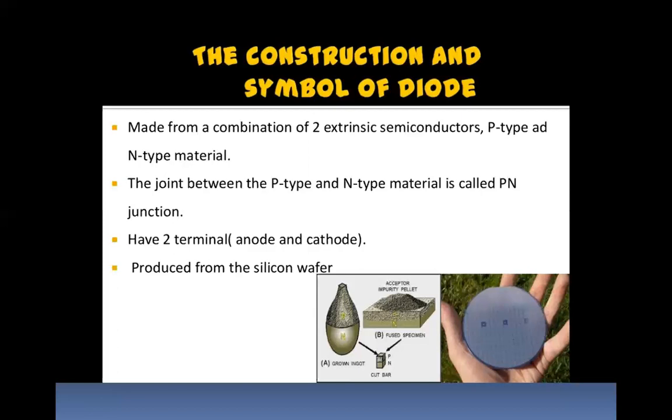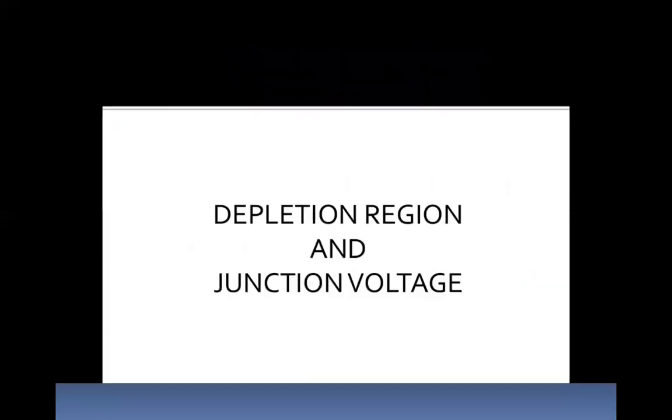So we will have 2 terminals: one is called an anode, towards the p side, and the other a cathode, towards the n side. Normally this is produced from a silicon wafer, as we can see here. What is the construction of a p-n junction?